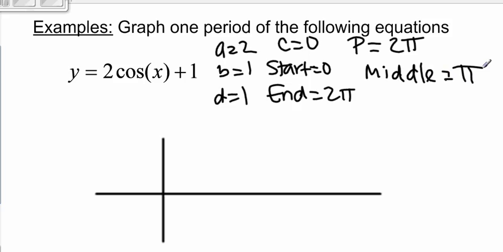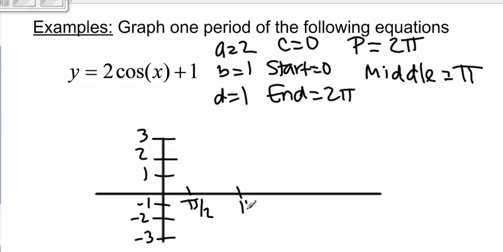will be pi again. Okay, so I normally am going 2, but I'm going to go up and down an extra one just to make sure I reach my 1. So 1, 2, 3, -1, -2, -3. And then I have 0, pi over 2, pi, 3 pi over 2, and 2 pi, sorry. Okay.